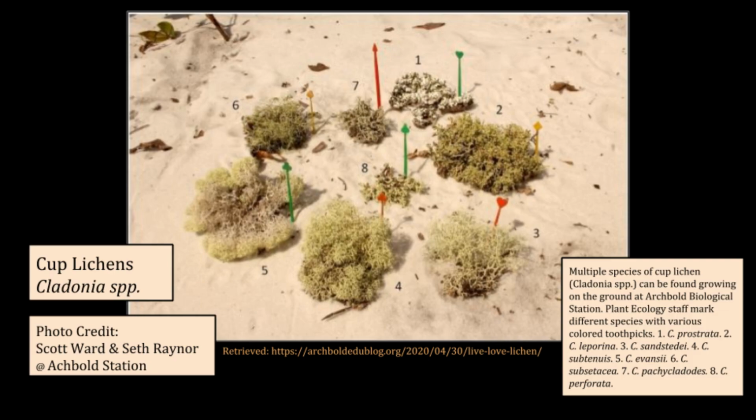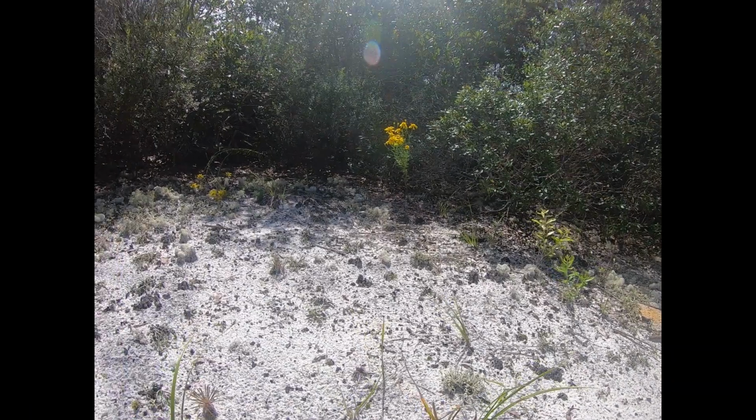This photo is one good example. This photo was taken down at the Archibald Station, and all 8 of these species were found growing right next to each other. This was not a choreographed photograph. So it just goes to show you the quite amazing things that can occur in the scrub.